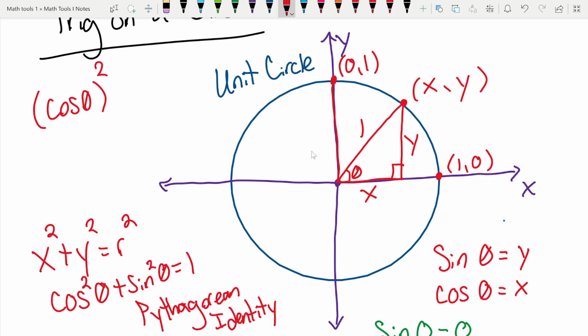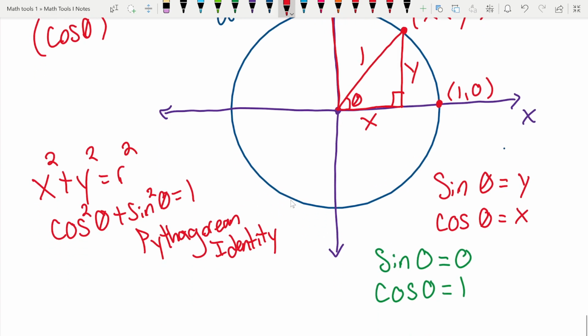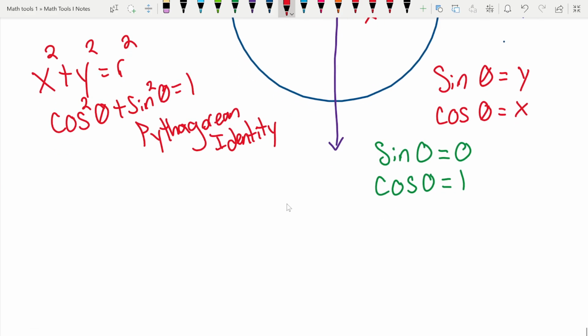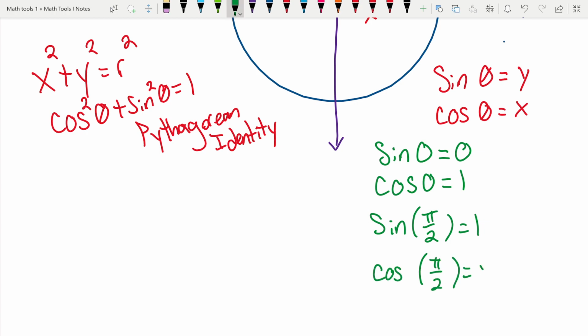90 degrees, if you remember, is pi over 2 radians. So we're at the point (0, 1). So sine of pi over 2 is equal to 1, and cosine of pi over 2 is equal to 0. So we can keep getting some special points in this manner.